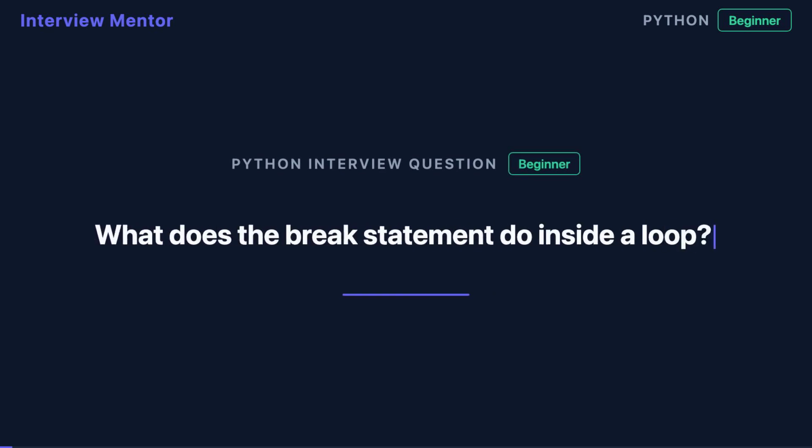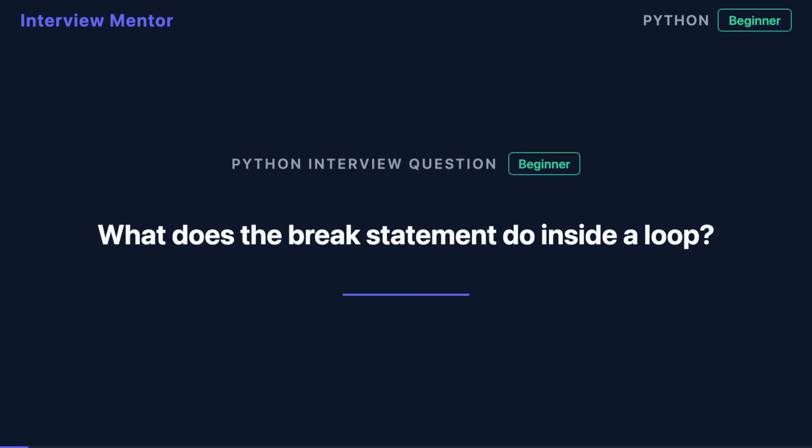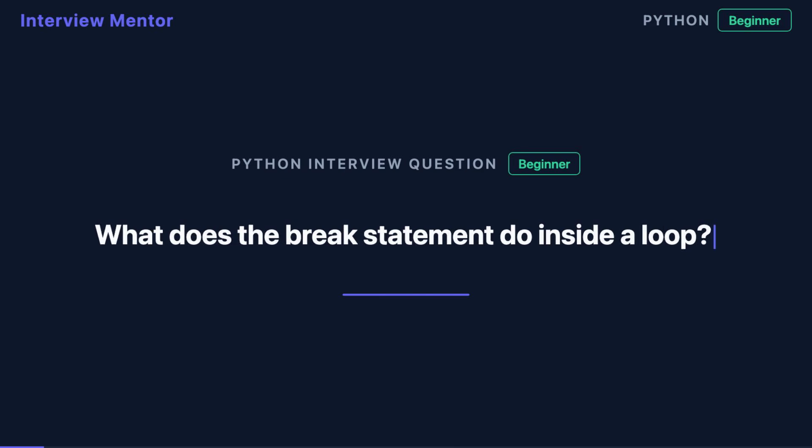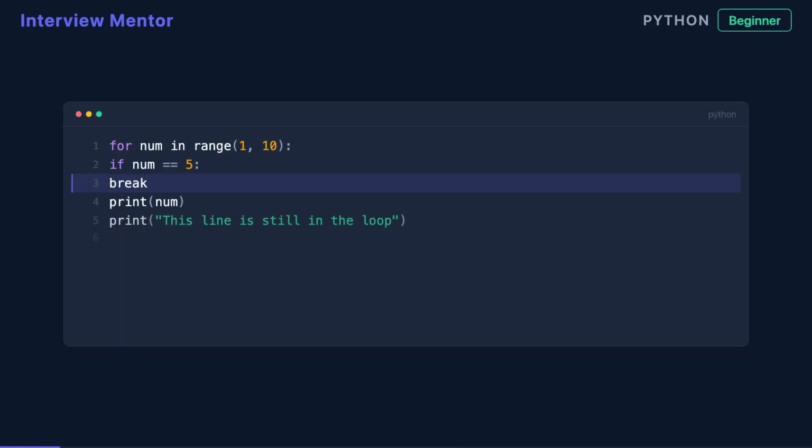What does the break statement do inside a loop? Many beginners confuse it with continue, but break does something far more decisive. Break immediately terminates the entire loop. When Python hits break, it exits the loop right away, regardless of the loop condition. Any code after the break statement inside the loop body never executes. The program jumps to the first line after the loop.